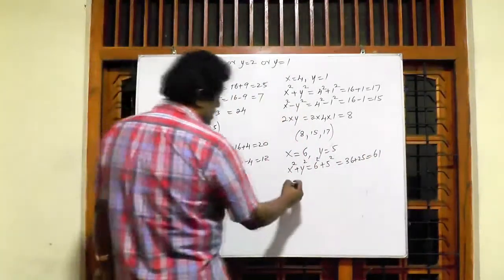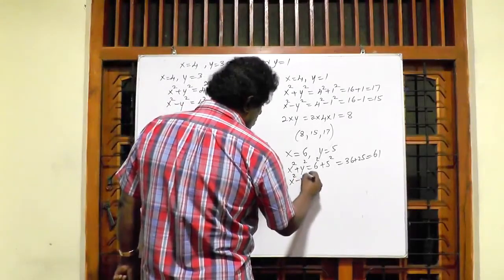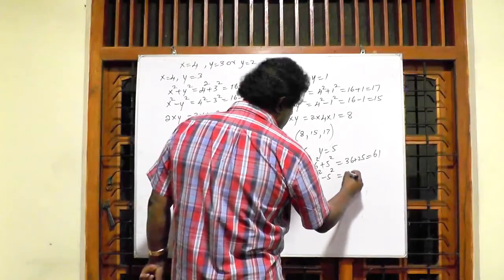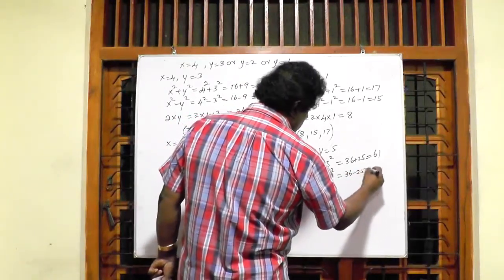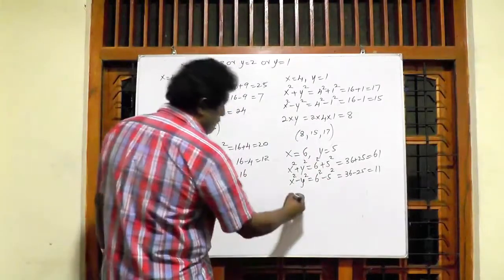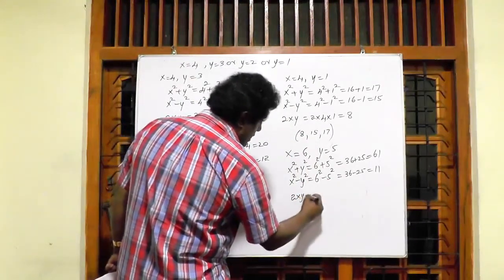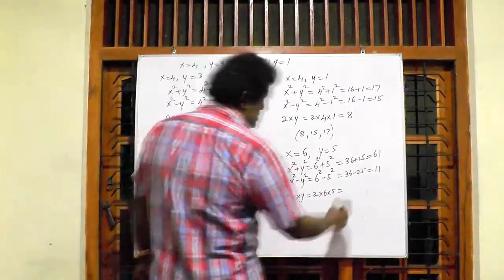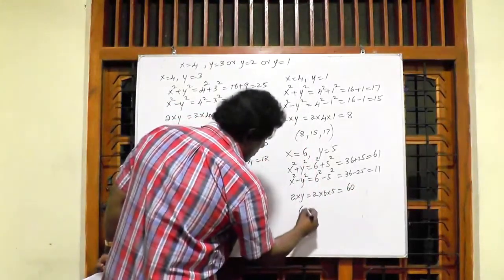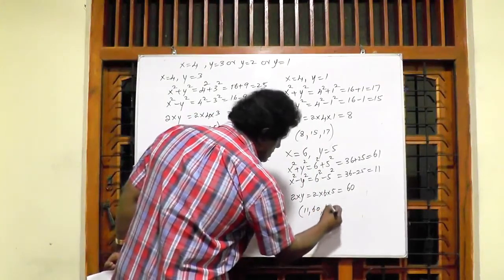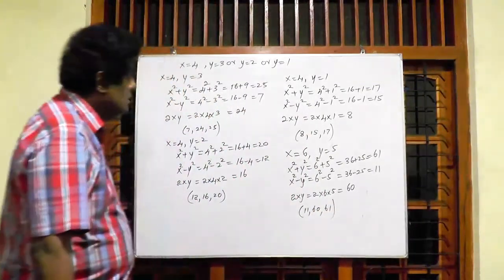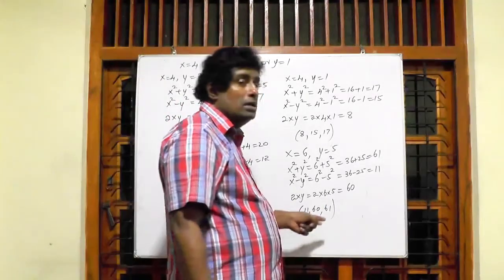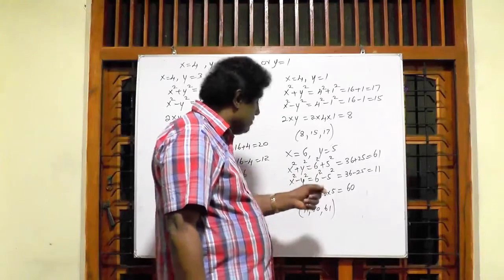Then the value of x squared minus y squared equals 6 squared minus 5 squared, that's 36 minus 25, which is 11. Then finally the value of 2xy, 2 times 6 times 5, that is 60. Then what about 11, 60 and 61? All of them are also values of a Pythagorean triple.